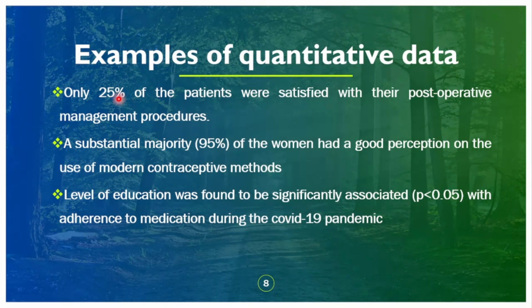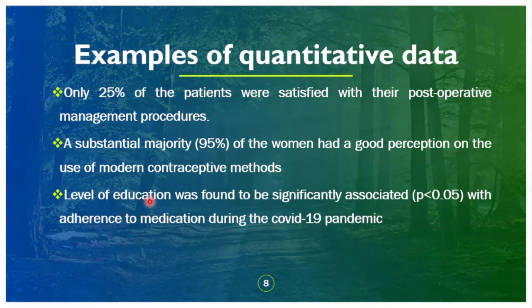Now, notice the use of numbers, measurement, 25%, meaning that the entire population has been quantified with proportions of 100%. And 25% could be any number out of the total, representing this number of patients who were satisfied with their post-operative management procedures. But when you look at the second one, a substantial majority, that is 95% of the women, had a good perception on the use of modern contraceptive methods. Now, this also is looking at proportions, using measurements and numbers.